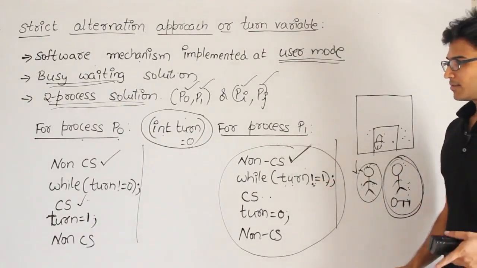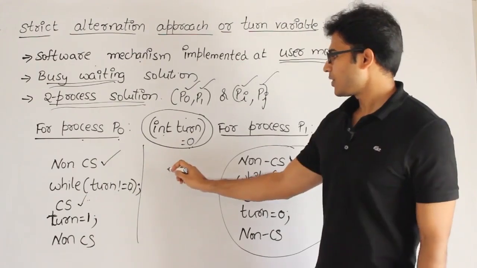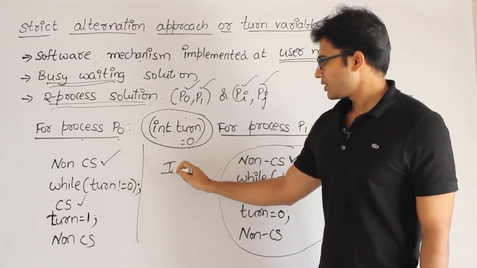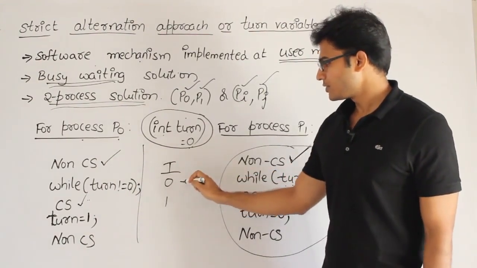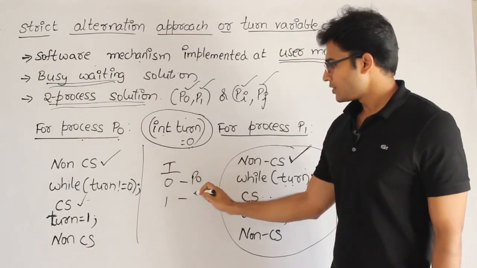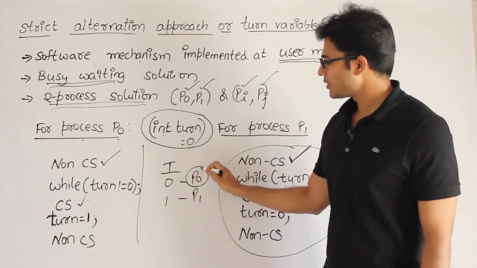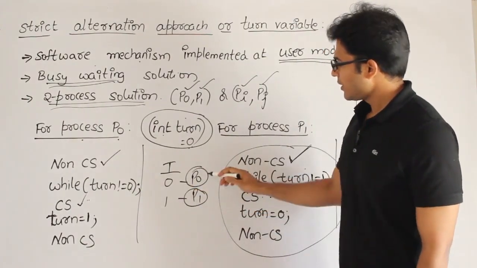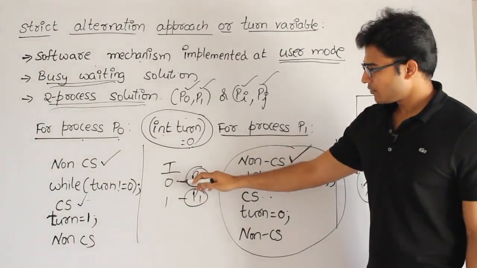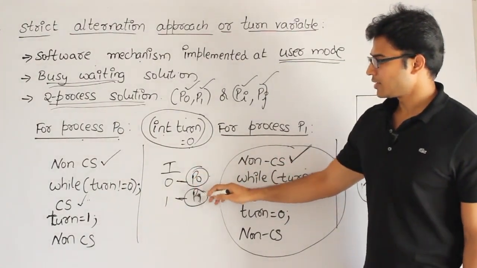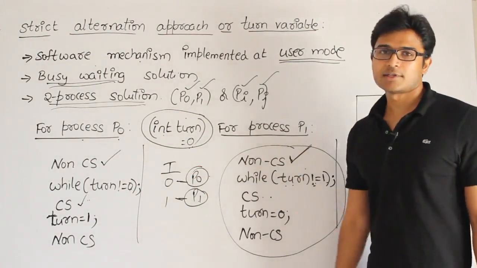So at any time, turn can take only two values, right? Turn can take either value 0 or 1. If it is 0, P0 can enter, and if it is 1, P1 can enter. Therefore there is mutual exclusion. At any time the turn can take only one value, therefore only one process can enter, even if both of them look at the value at the same time.